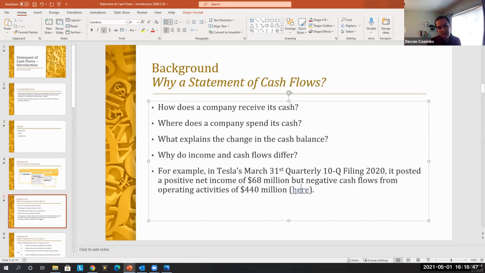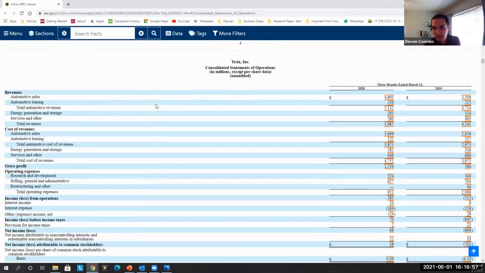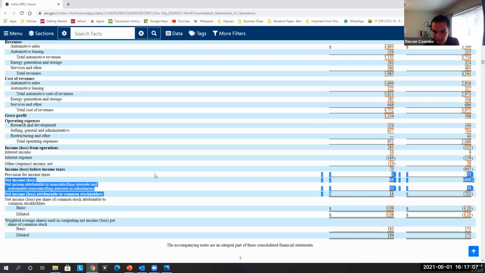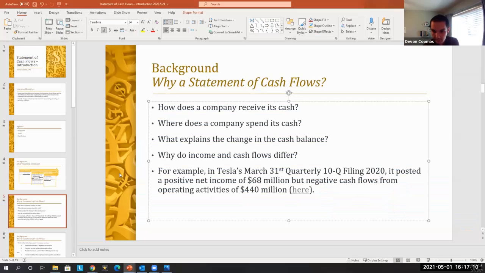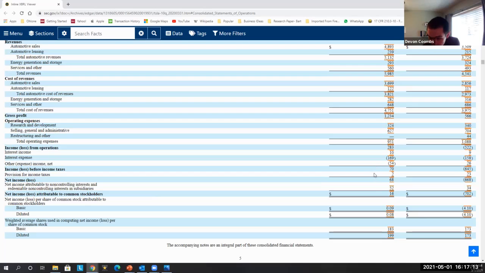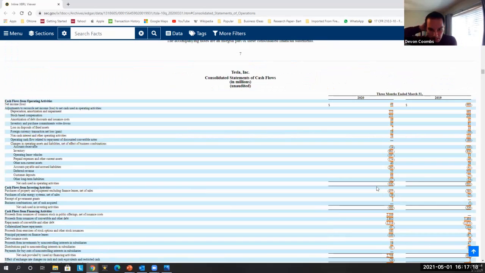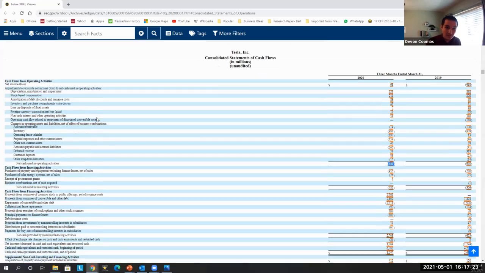And so I have a link here that you can review and check out for yourself. Let's see. Oh, let's get verification here. So you can see here the revenues. Our net income, let's see, what did I say it was here? Positive net income was 68 here. Our net income is 68. Then if we go to our statement of cash flows, you can see we had net operating loss of 440 million. And the statement of cash flows here explains why.